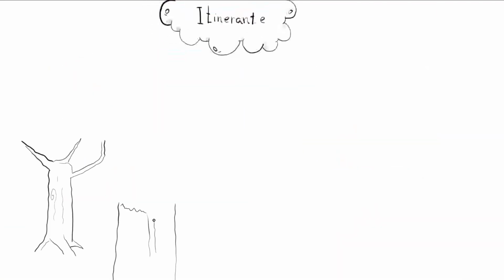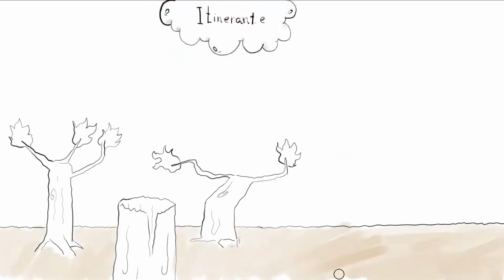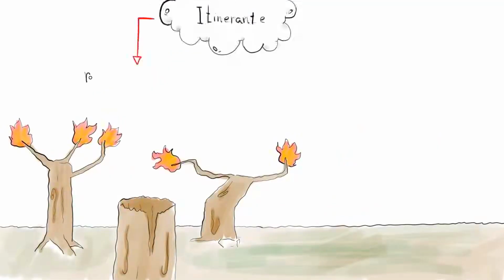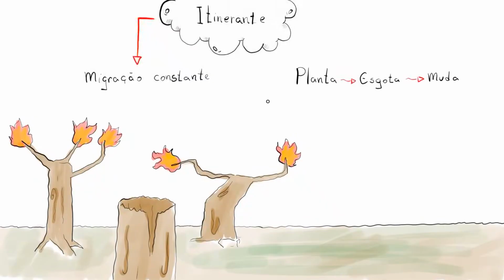Well, shifting agriculture, as the name itself suggests, what does itinerant mean, right? It's something that is constantly changing location, like that traveling circus that comes to your city and after 2 months leaves for another place. So the dynamic of this type of activity is basically like that. I farm in one place. I farm. Then as soon as the soil is depleted, I move and repeat this cycle in a new place.